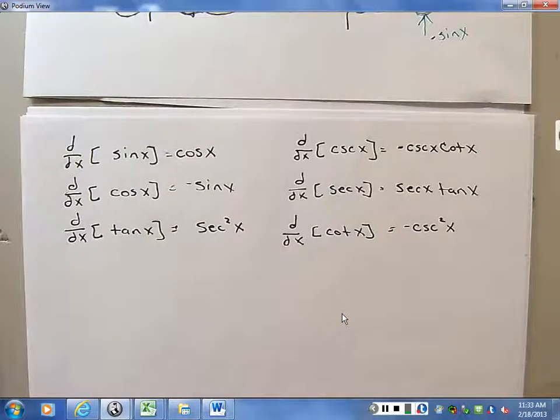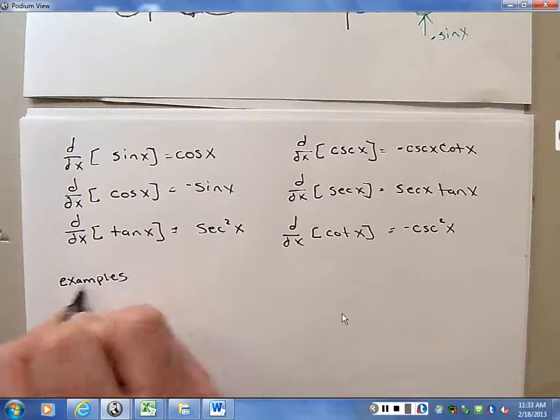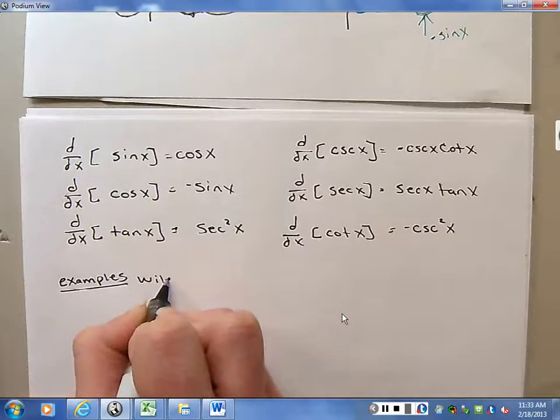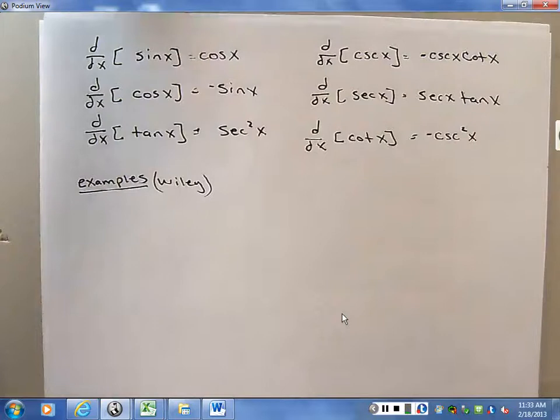Those are your book formulas for them, if you have them memorized from the book. You can derive any one of them, though, and write them differently if you prefer. So let's look at examples from Wiley. I'll let you finish writing them down.